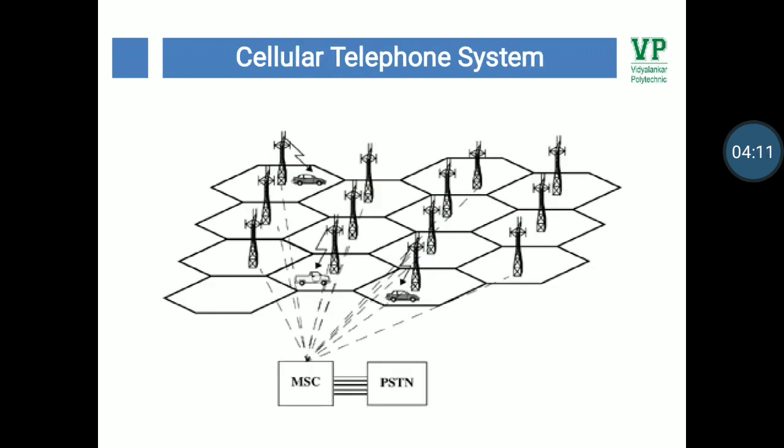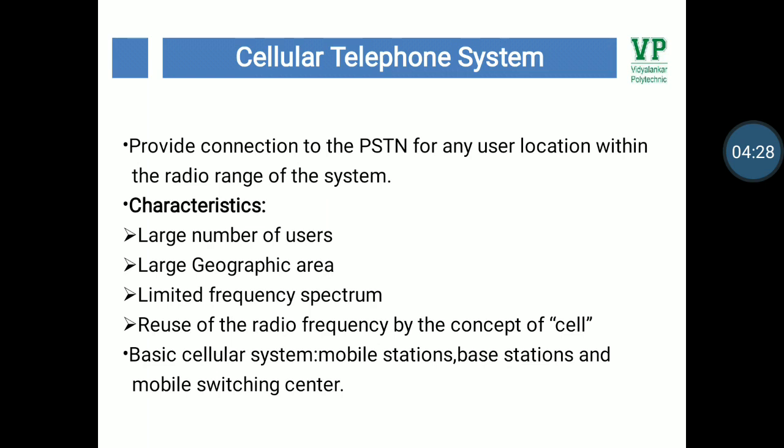Cellular telephone system. This is a schematic diagram of basic typical cellular telephone system. It is basically a wireless telephone system. It is multi-user system. It provides connection to the PSTN for any user location within the radio range of the system.